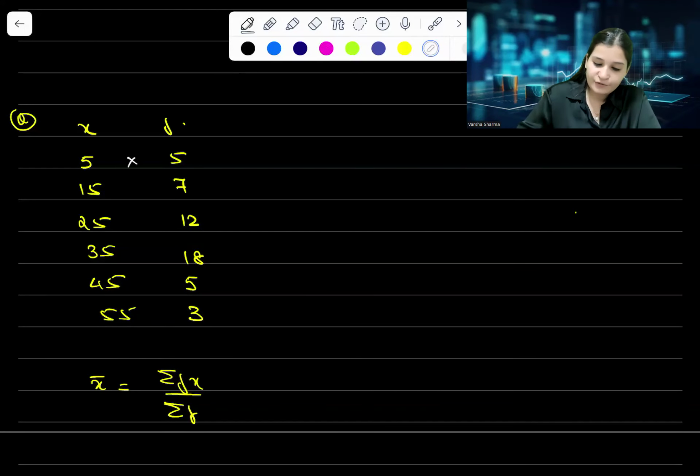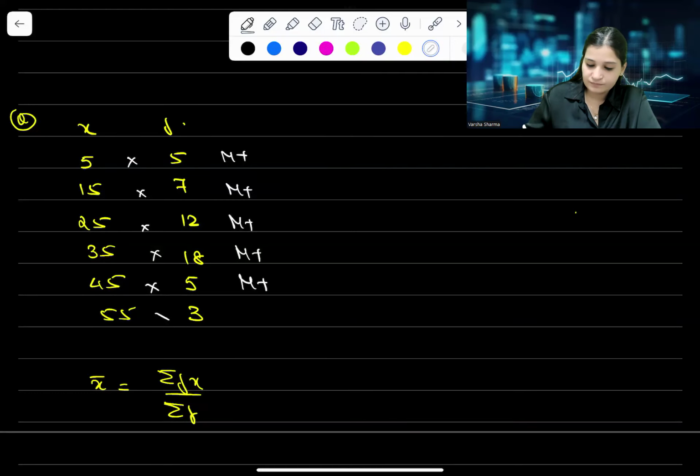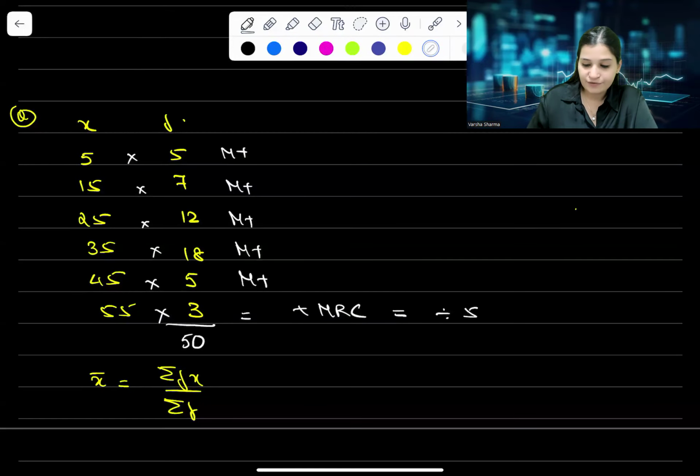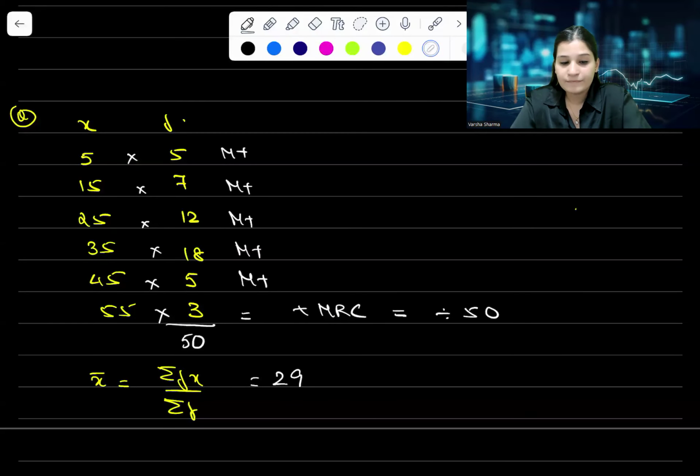So basically 5 into 5 plus 7 into 15 plus and so on, multiply and add, equals the total, divided by the total frequency. Total frequency is 50. So the total divided by 50, the answer should be 29. Did you all get the answer? Yes, ma'am.